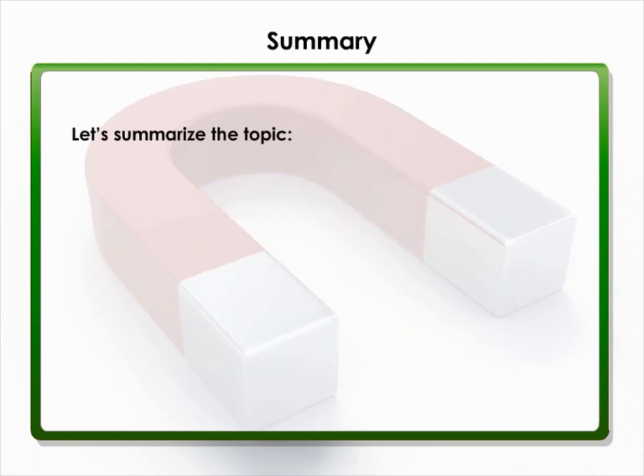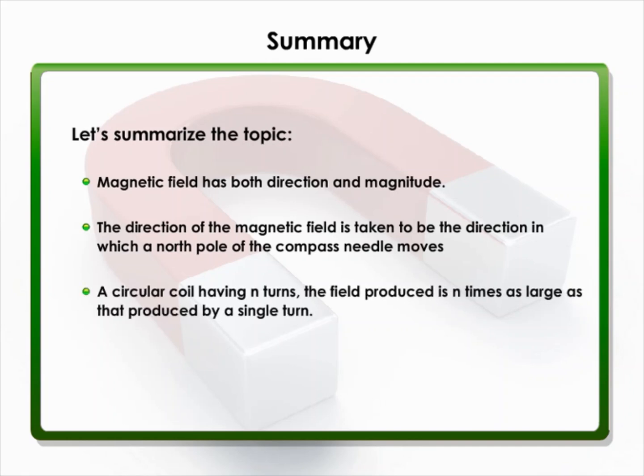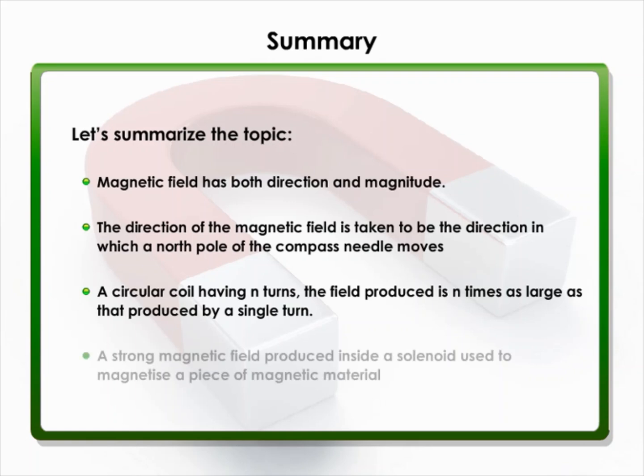Summary. Let's summarize the topic. Magnetic field has both direction and magnitude. The direction of the magnetic field is taken to be the direction in which a north pole of the compass needle moves. A circular coil having n turns, the field produced is n times as large as that produced by a single turn. A strong magnetic field produced inside a solenoid is used to magnetize a piece of magnetic material.